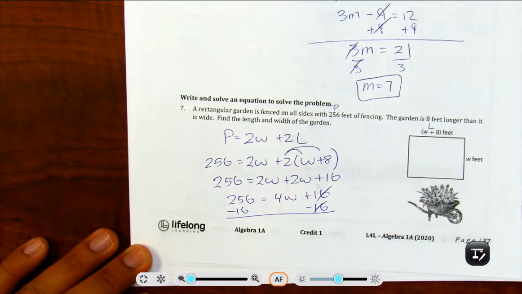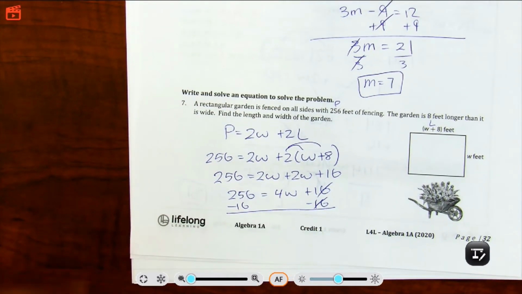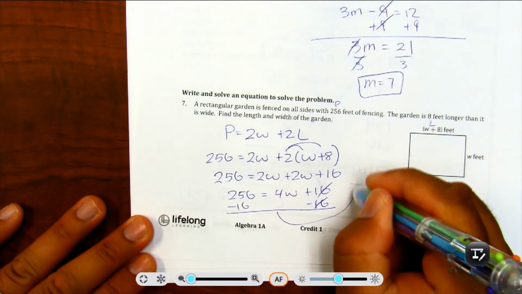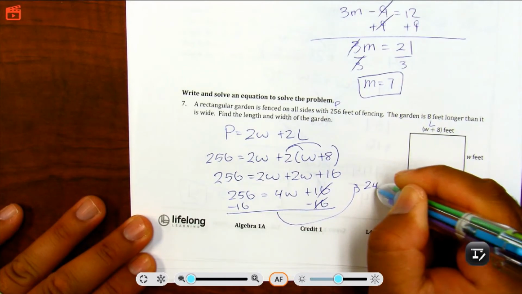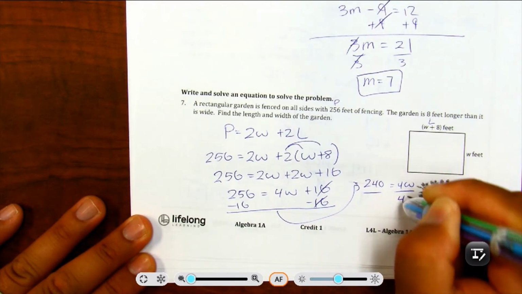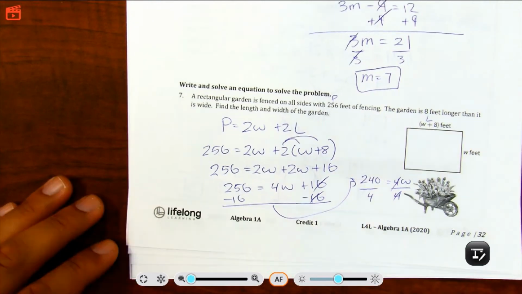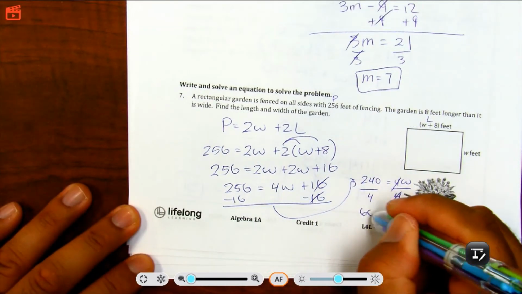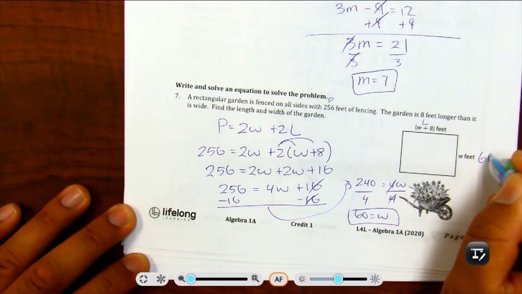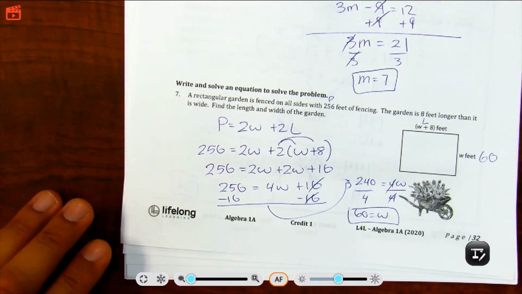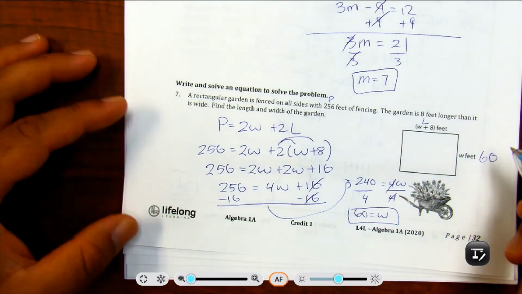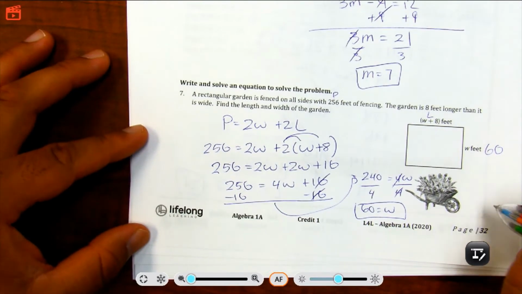So I'm going to do it over here. 240 is equal to 4W. Divide both sides by 4. And we end up with 60 is equal to W. So now, if you know the width is 60, then what would the length be if it's W plus 8? So the length would be 60 plus 8, which is 68.